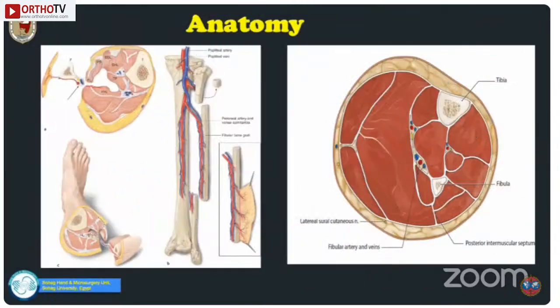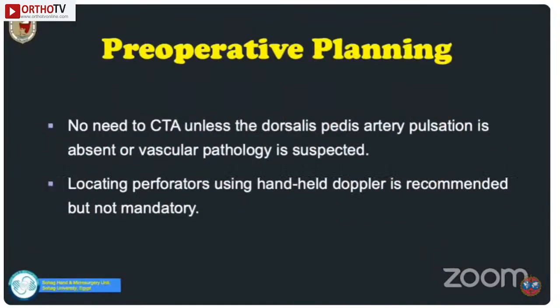The free fibular graft relies on the peroneal vessels, which have their origin in the posterior tibial vessels. Additionally, the monitoring skin paddle receives its blood supply through skin perforators that run behind the fibula and pass through the posterior crural septum. A CT angiogram is not required unless dorsalis pedis artery pulsation is absent or vascular pathology is suspected. Locating perforators using a handheld Doppler is recommended but not mandatory.